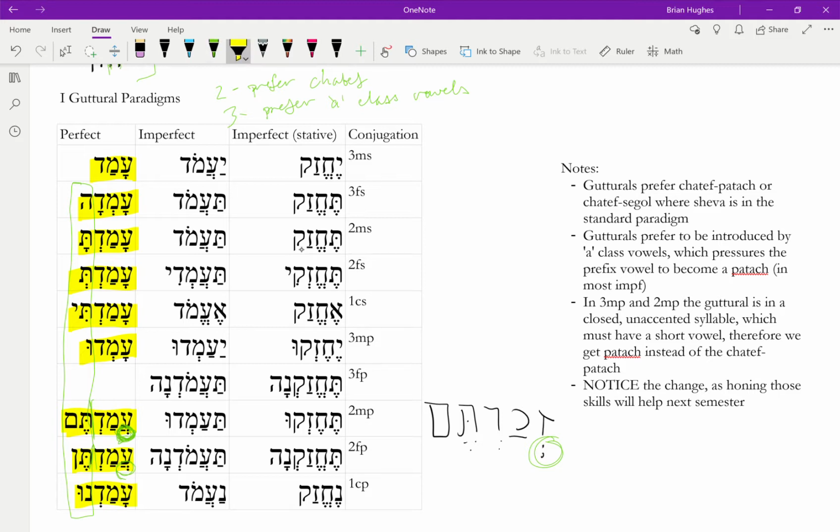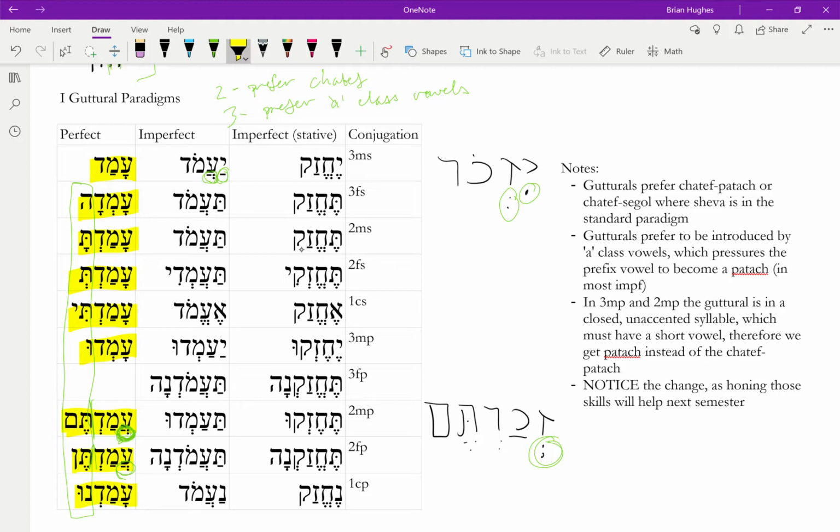Our imperfect, we do see some changes. So, normally we have yizkor, right? We have the yod prefix. A hireq is normally the vowel that introduces the first root consonant, and then we have a sheva here, which is normally silent, but the gutturals are going to force these two changes, where instead of the hireq, it wants to be introduced by an A-class vowel, and then instead of the sheva, even though it would be silent, it wants to change it to a chatef. So we're going to see that throughout these paradigms.